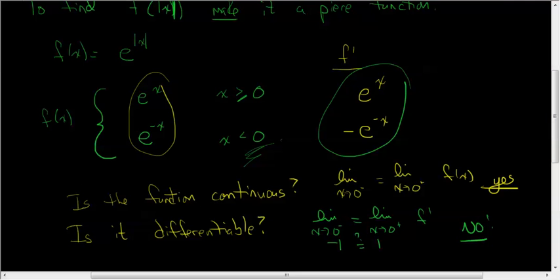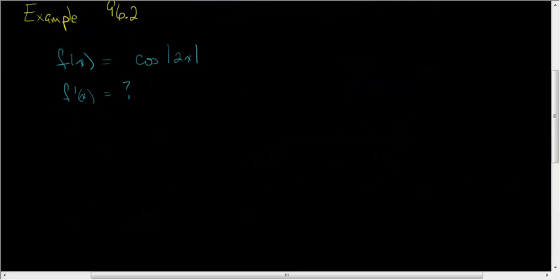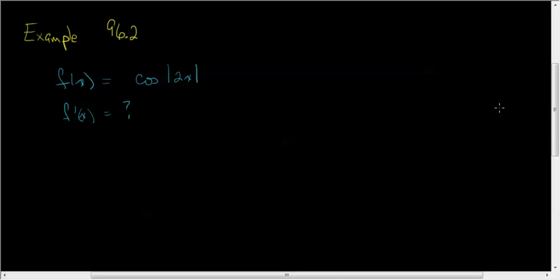All right, let's look at example 96.2. Example 96.2 tells us that f of x is the cosine of the absolute value of 2x. So we need, right, this is not the absolute value of y. This one's the absolute value of x, so it's going to become an even function. We don't care what the negatives do. All right, so we're going to break it into pieces.